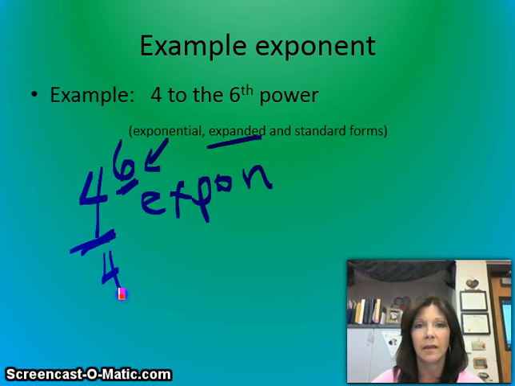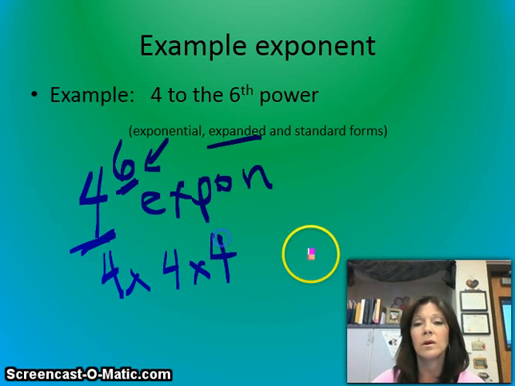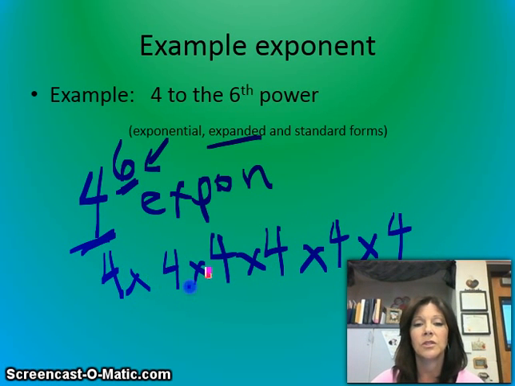So it tells you to take that 4 and multiply the base number by itself however many times this instructional number tells you to. So you're going to take 4 times 4 times 4 times 4 times 4 times 4. So that's 1, 2, 3, 4, 5, 6 times. 4 to the 6th power. This is written in expanded form. We have multiplied it 6 times, which is what our exponent tells us to do.